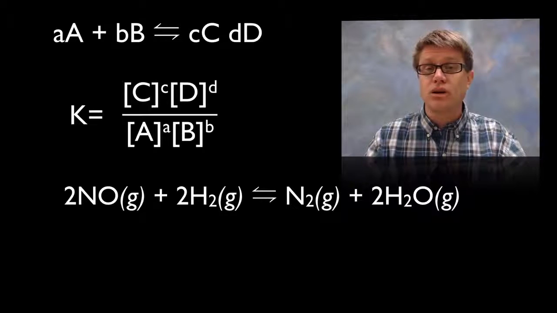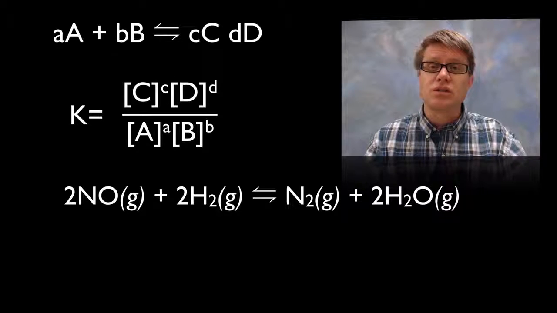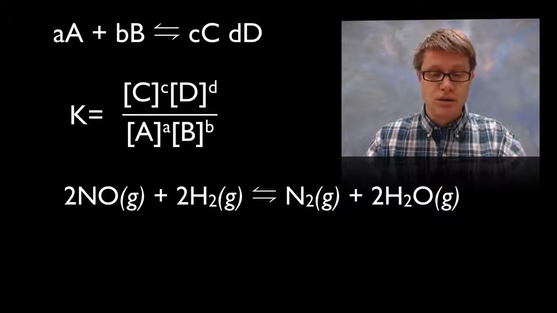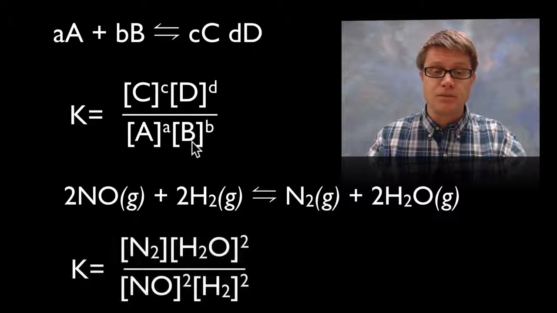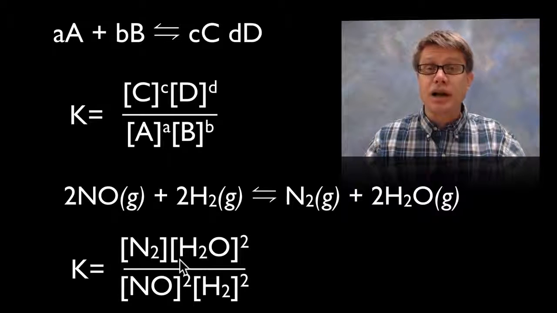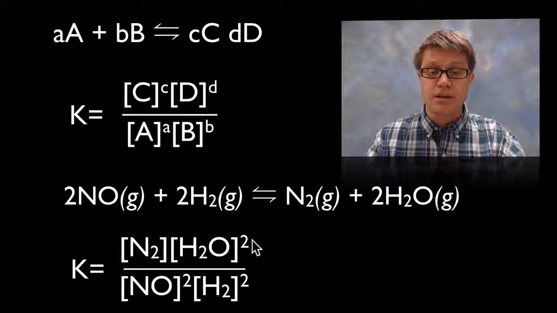So let's say this is our equation right here. How could I write the equation for my equilibrium constant? Well, using this as a model, I'm going to put my products on the top and my reactants on the bottom, and so it's going to look like this. And so this is going to be my nitrogen gas right here, so the concentration of that, multiplied times the concentration of water raised to the second power. Why is it raised to the second power? Because our mole value is going to be 2 right out in front.